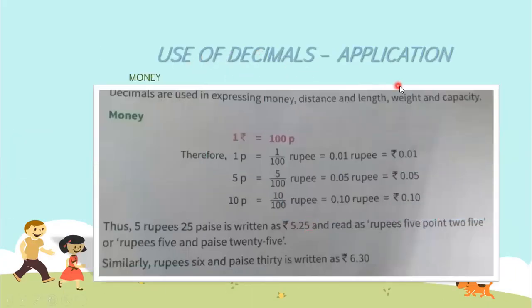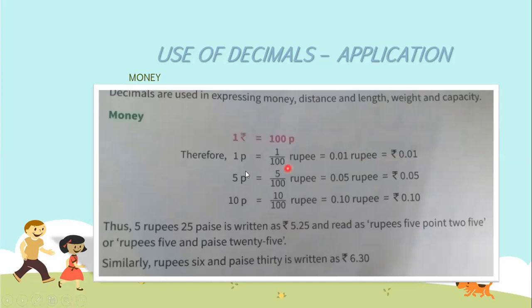Next is use of decimals and applications. Decimals are used in expressing money, distance and length, weight, and capacity. So now, how will money be used in decimals? Let us see. 1 rupee equals 100 paisa. We all know that. So therefore 1 paisa equals 1 by 100 rupee. So 1 by 100 means we will get 0.01 rupee.